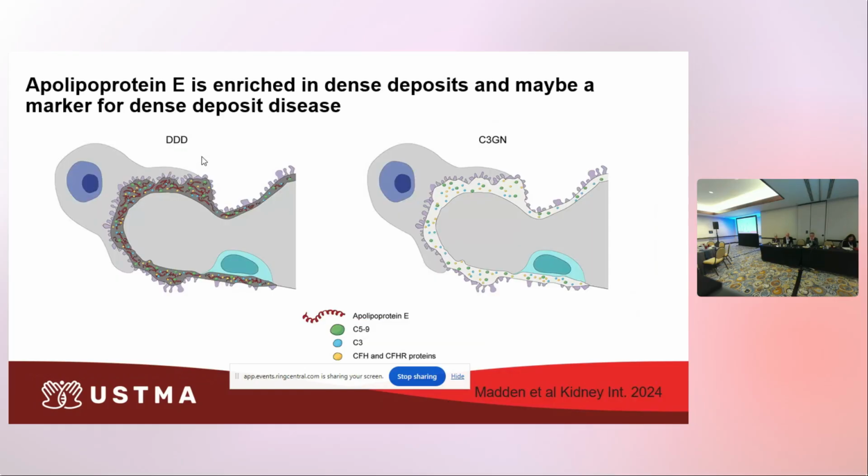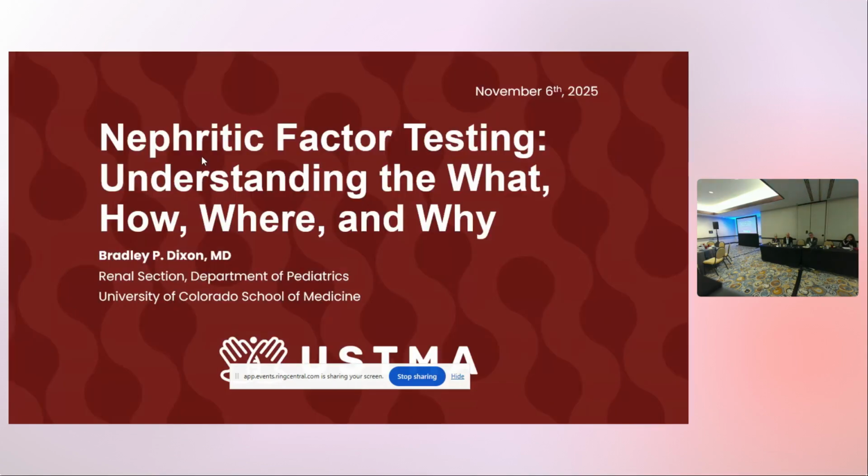that might have led to the C3G episode. And then apolipoprotein E: there's some new data from Dr. Sethi's group that looks at apolipoprotein E being enriched in the dense deposits, and it might be a marker for dense deposit disease. I think we'll learn about this some more later. I think that's it. I just had 5 minutes.